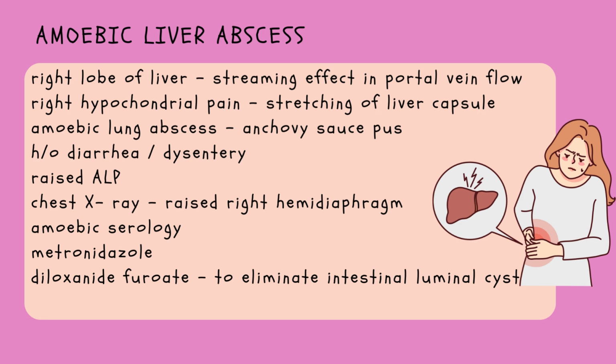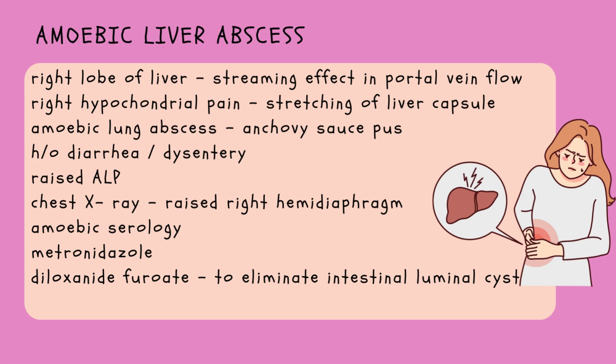They present mainly with right hypochondrial pain, which is due to the stretching of the liver capsule, and from the liver they can spread to other parts where they can form an amoebic lung abscess, which again causes anchovy-sauce pus. And the patient can present with diarrhea or dysentery. Again, the amoebic liver abscess can rupture and cause maybe peritonitis and other complications.